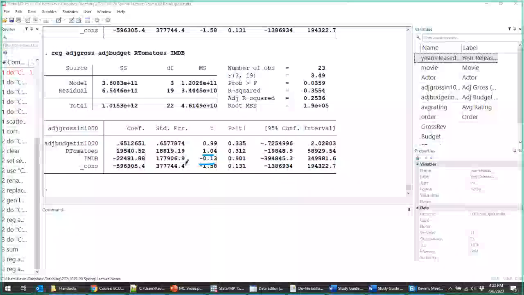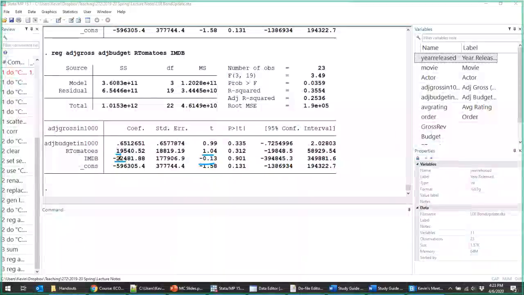So let me multiply 19,540 by 1,000, I think, by $1.9 million. Whereas a 1-point increase in your IMDb rating is going to decrease the revenue of your movie by like $2.2 million. Or maybe 22? No, $22 million. Sorry, 19 million. 19 million for Rotten Tomatoes and 22 million for IMDb. And that's odd.